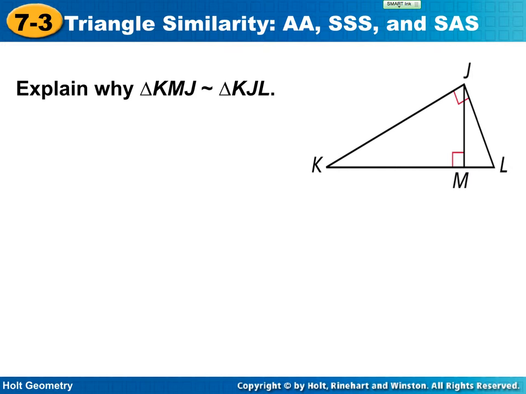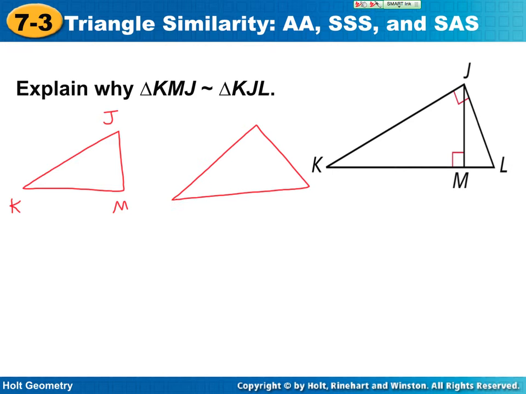It might help if we pull the triangles apart. Triangle KMJ, that is this triangle, KMJ, and then KJL is a little bit bigger. This was J. Okay, we're supposed to get those two similar. Can you help me out with information?